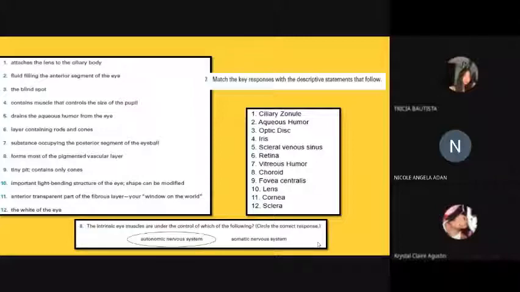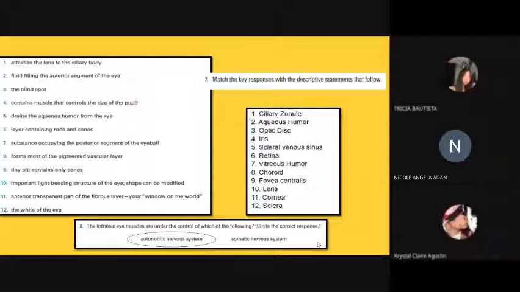Number eight, choroid forms most of the pigmented vascular layer. Number nine, fovea centralis is a tiny spot that contains only cones. Number 10, lens, which is the important light bending structure of the eye, whose shape can be modified. Number 11, anterior transparent part of the fibrous layer, your window on the world, is the cornea. The white of the eye is the sclera.